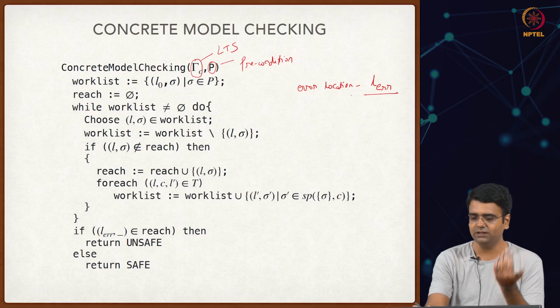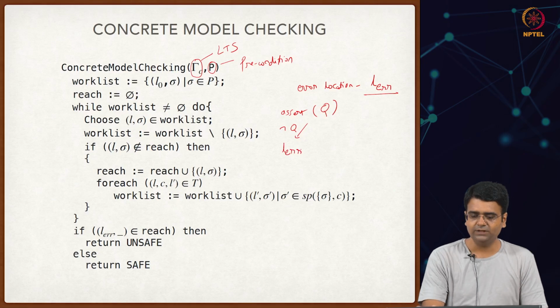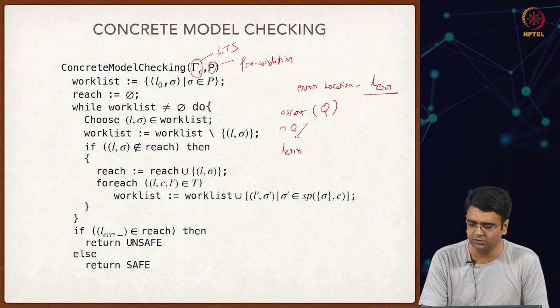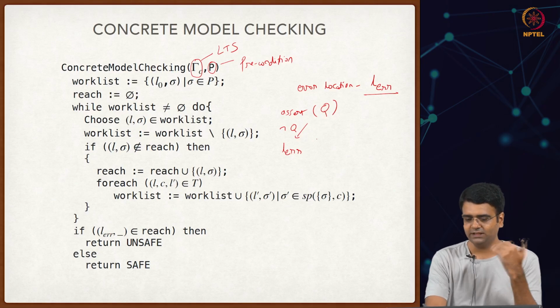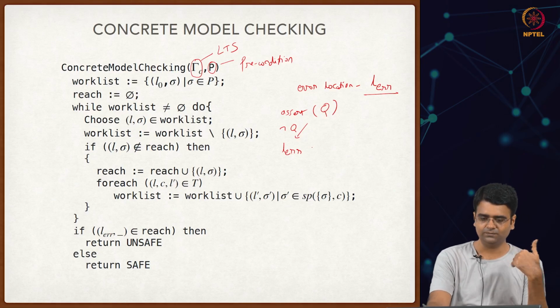If you have a postcondition based specification, so if you have some postcondition Q, then essentially you can assert Q, and if this assertion fails, meaning that if the program state does not satisfy Q, then you will reach the error location. Okay. So this is what is assumed by concrete model checking, which is the presence of this special error location. Now the idea behind concrete model checking is to find out whether or not there is an execution of the program which will reach the error location.